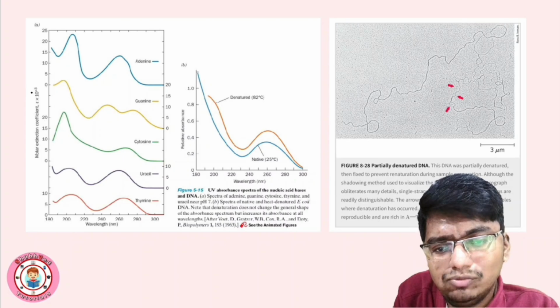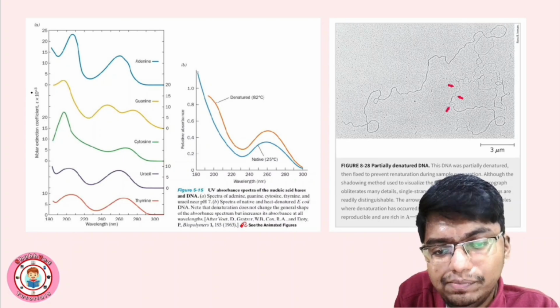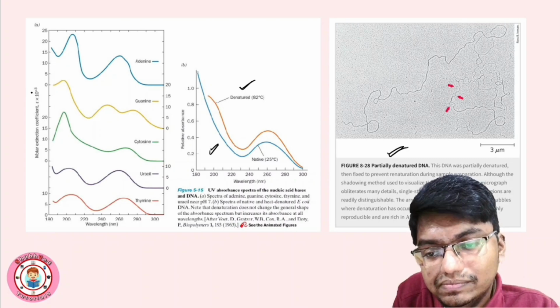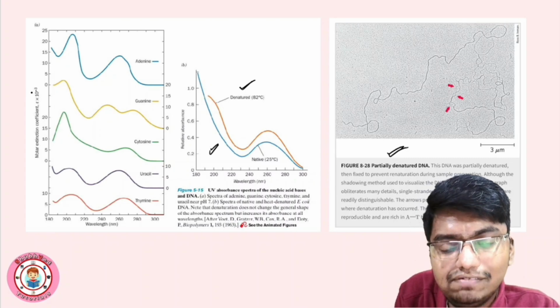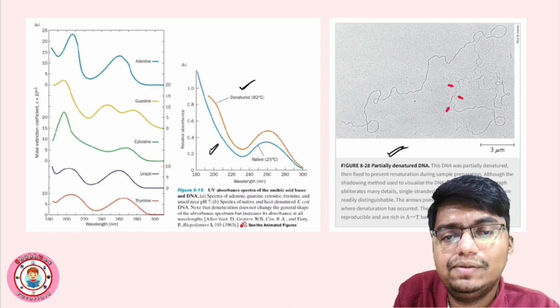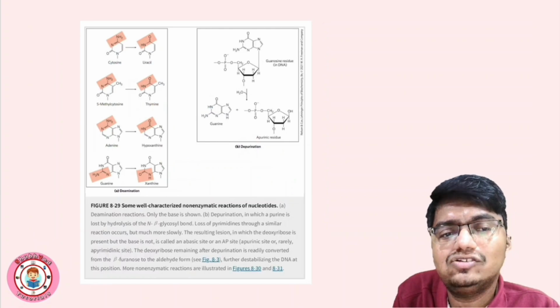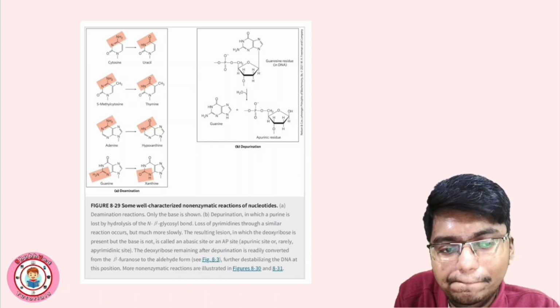This is just a UV absorption spectra of nucleic acid bases. Okay, you can see denatured DNA and this is the native form. And here is a partially denatured DNA. You can see bubble formation, right? We have seen this in replication and transcription. As the DNA gets opened, bubble formation takes place. In the case of replication, it is known as a replication bubble. In the case of transcription, it is known as a transcription bubble.